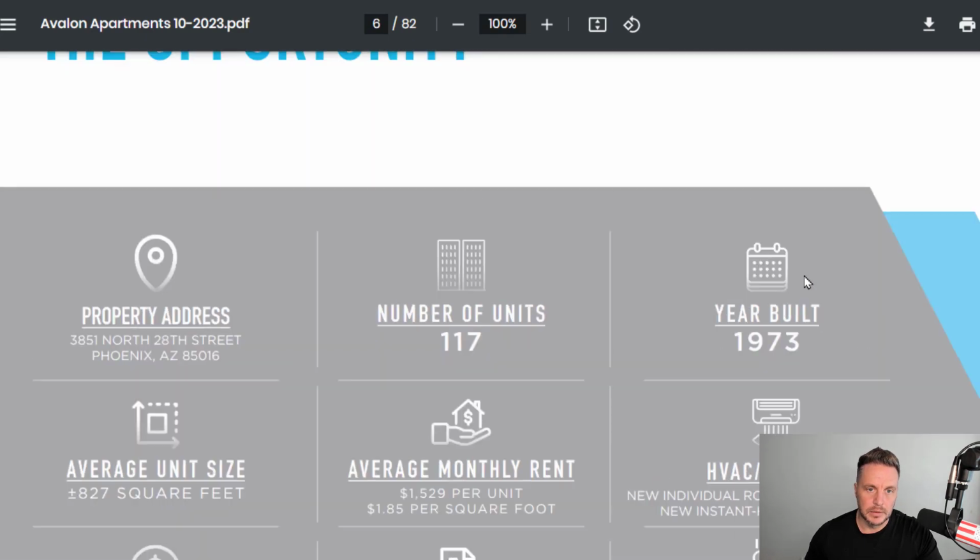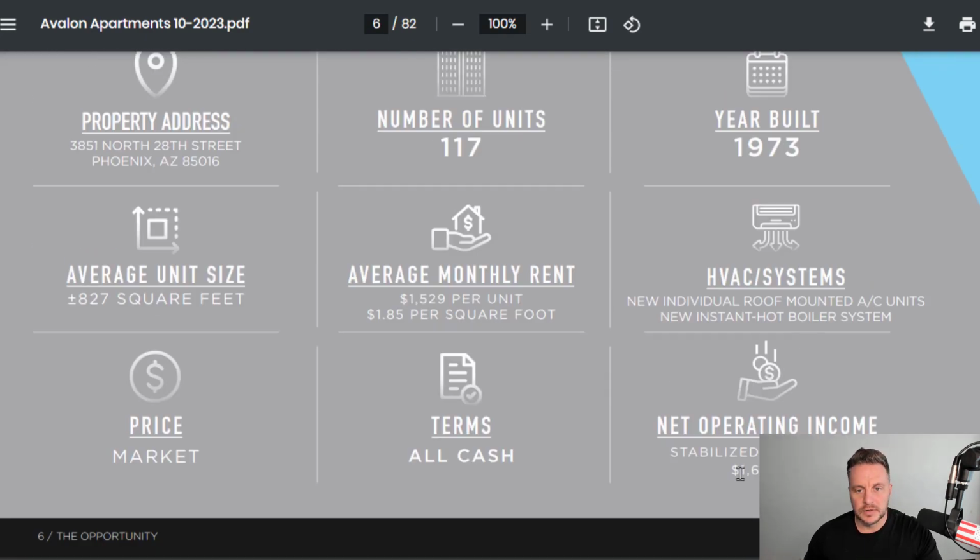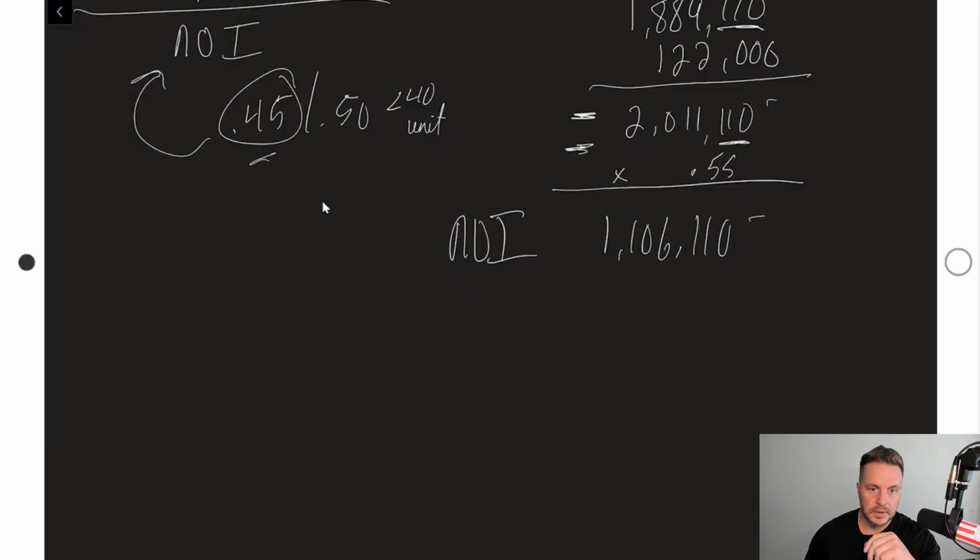Fully renovated, modern amenities. Look at this. They're saying their NOI is 1,654. We came up with $400,000 less. So let me just show you how much that makes a difference. If we had 400K divided by our cap rate of 0.05, let me just do that real quick.